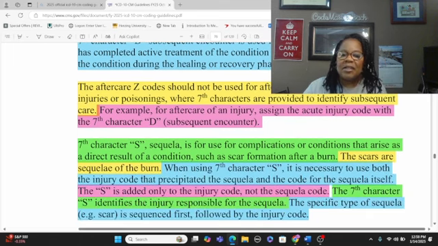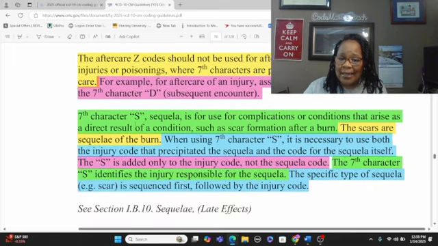And it says 7th character S for sequela is for use for complications or conditions that arise as a direct result of a condition, such as a scar formation after a burn. The scars are sequela of a burn. I always tell my students a sequela is anything that's a result of. Had it not been for the burn, there would not be a scar today. So the scars are sequela of the burn.